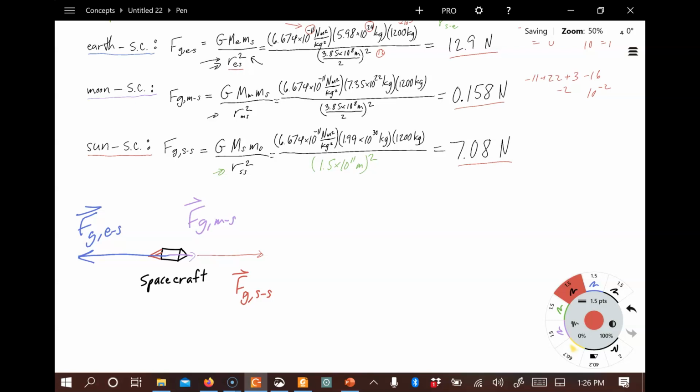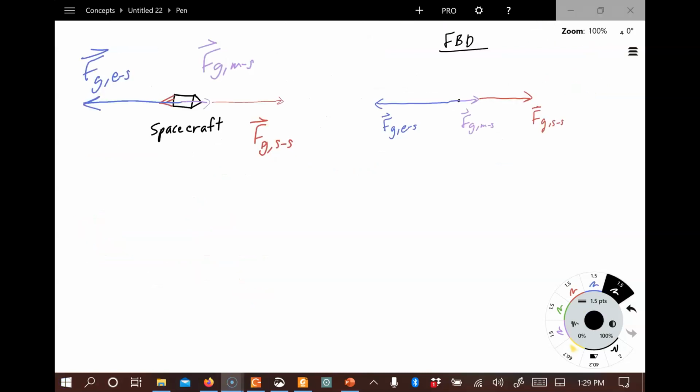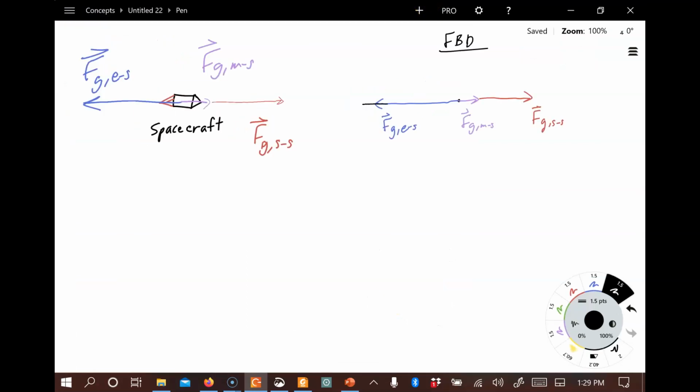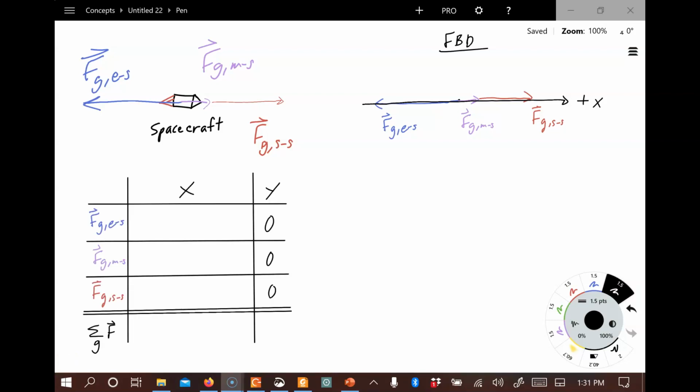And if we want to draw a free body diagram, all we do is we draw the exact same thing here. This one almost you don't really need to do, but let's go ahead and just do it anyhow. So here's our free body diagram, and we're lucky because these are all along the same line. Let's put an axis there, plus x. All we really need is the x-axis. And if we want to make a little table here to organize our work, we can do that.